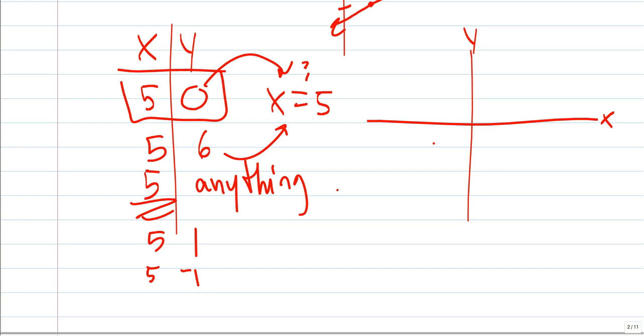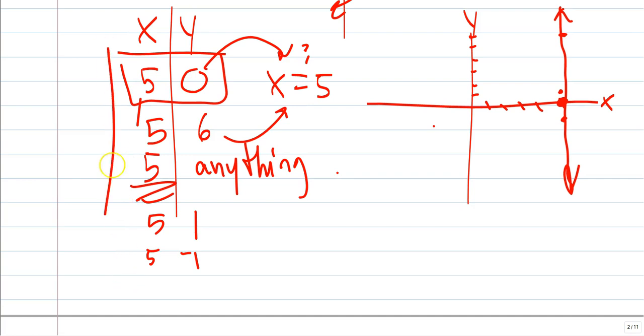Is this still a linear equation? Well, let's see. 5, 0. We said 5, 6. Why did I pick something so high? 5 anything, right? 5, 1, 5, negative 1. Is this still a line? This is a vertical line. x equals 5. We can graph by filling in the table and plotting points and knowing that it ends up becoming a vertical line.